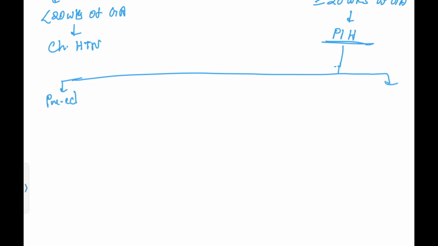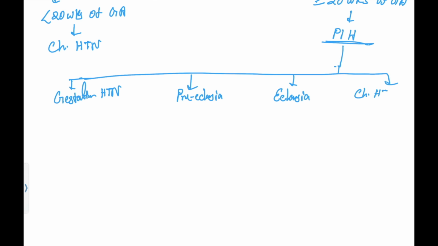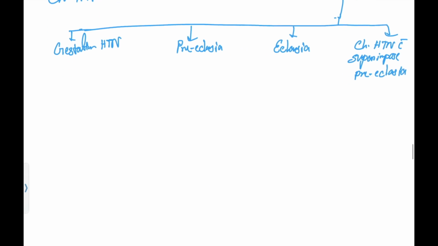One is preeclampsia. The next one, first category, was gestational hypertension. Okay. Second category was preeclampsia. Third one was eclampsia. And fourth one was chronic hypertension with superimposed preeclampsia. Now again, so chronic hypertension means what?